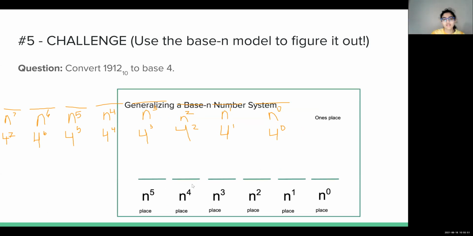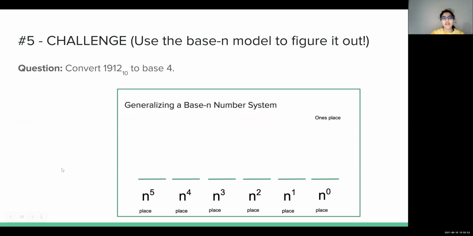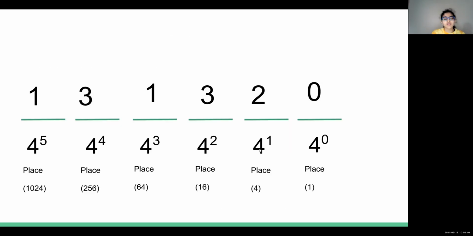So when you're generalizing a base n number, you have n to the power 5, n to the power 4, n to the power 3, n to the power 2, n to the power 1, n to the power 0. Note that the leftmost number can always go above n to the power 5. So you have the ones place here. For base 4, we have 4 to the power 5, 4 to the power 4, 4 to the power 3, 4 to the power 2, 4 to the power 1, and 4 to the power 0.